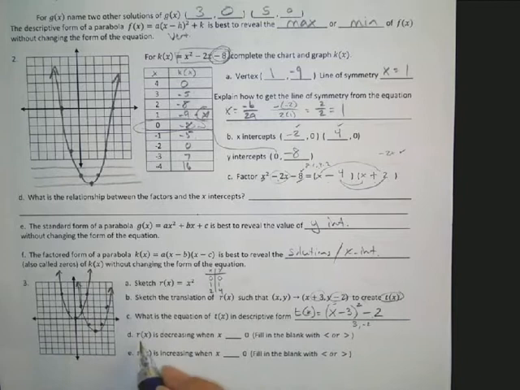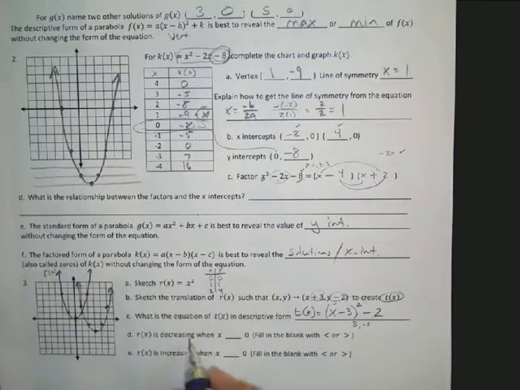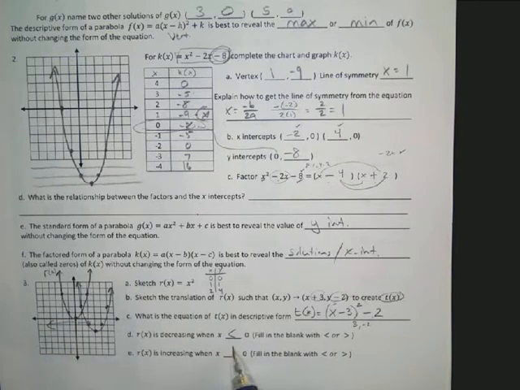So for r of x, which was the first one here, don't get them mixed up, r of x is decreasing whenever x is less than 0. So from here to here, we're decreasing. And it's increasing whenever x is greater than 0. All right? So that's how we do those first 3 there. Let's go to the next page.